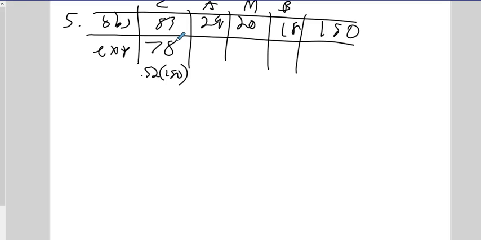And then we're going to take 0.27 of 150. And that's going to give us 40.5. Now, obviously, we can't have half of a nut in there, but this is just the mathematical expected number.